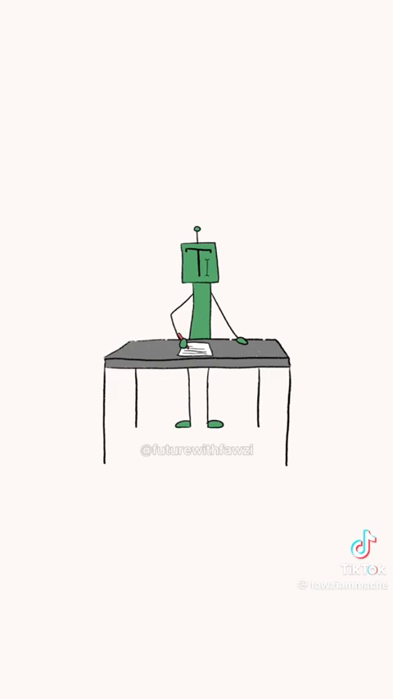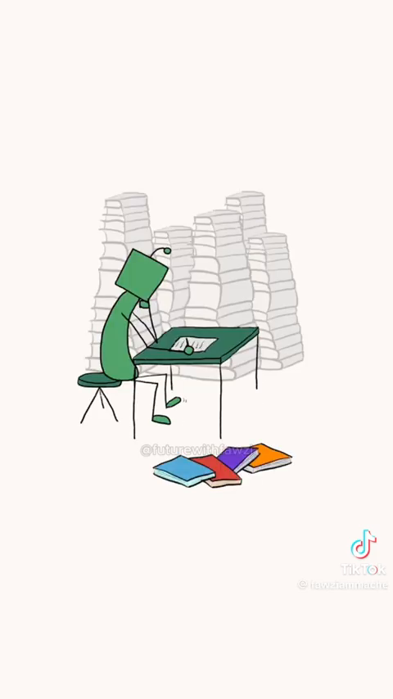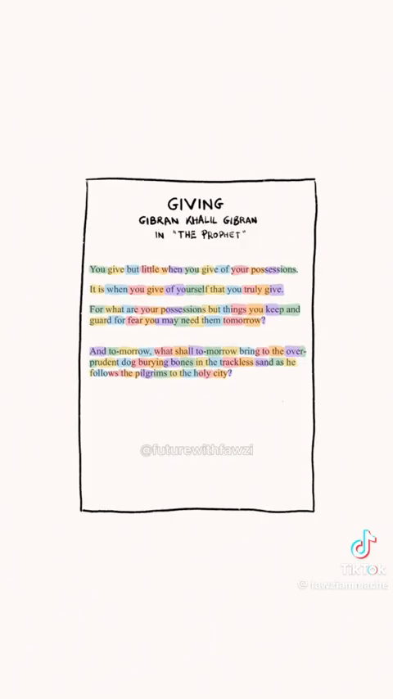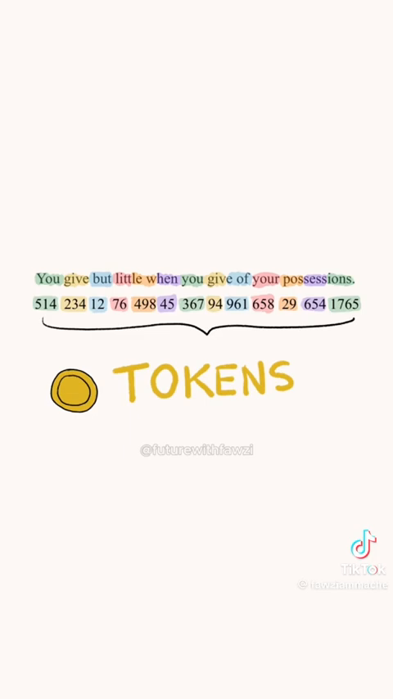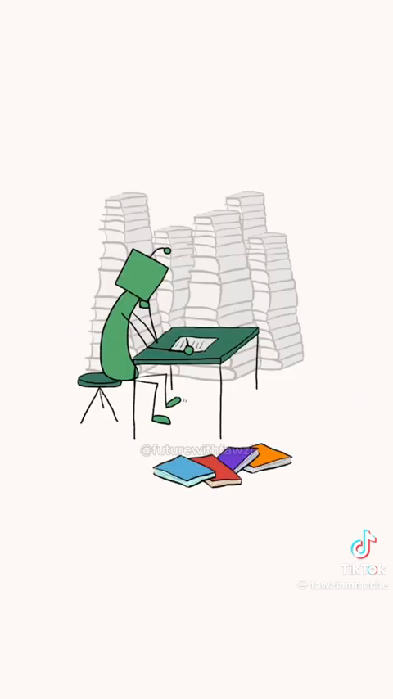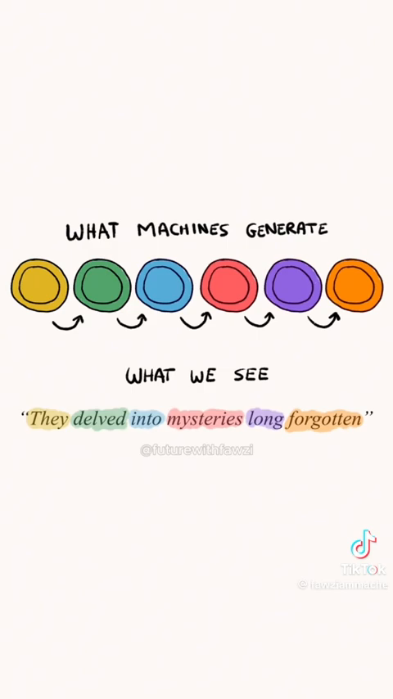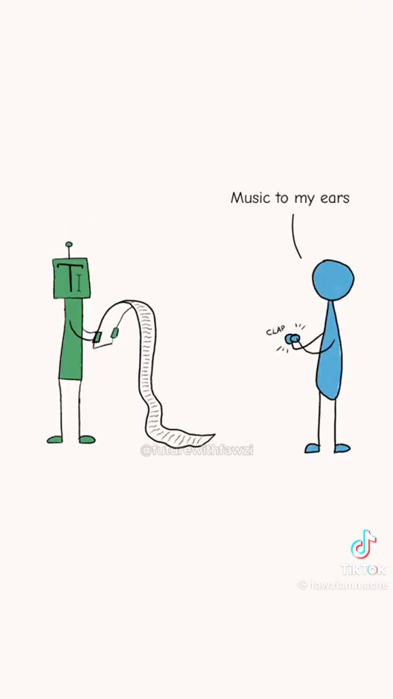Large language models are built in a similar way. They're trained on millions of pages of text. Each piece of text is broken down into tokens, which are numerical representations of words. With billions of examples, machines can remember the sequences of tokens to create language that sounds good to the ear.